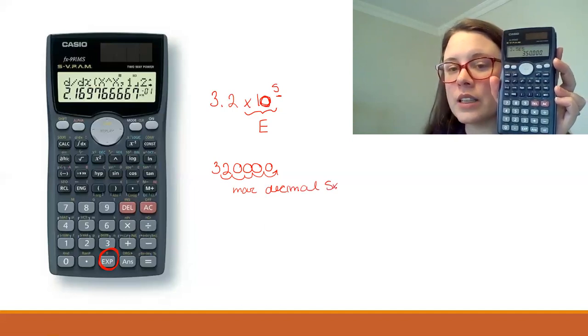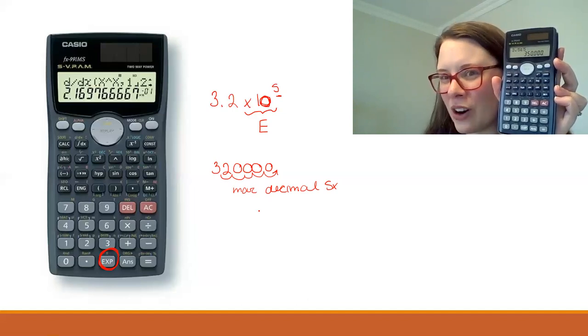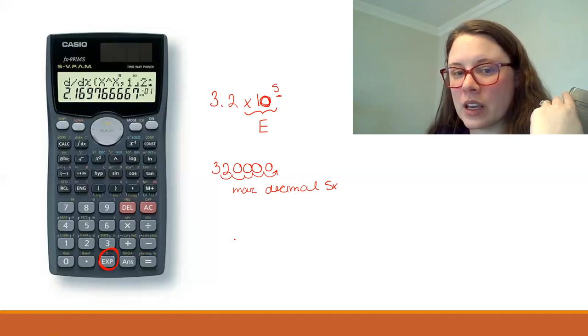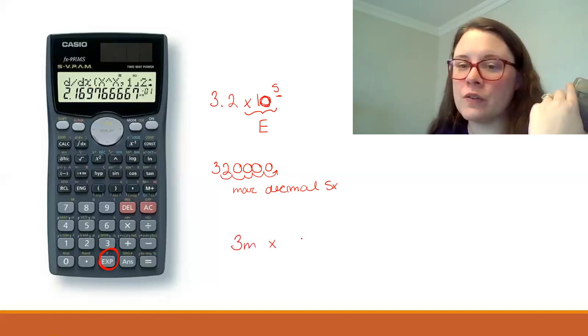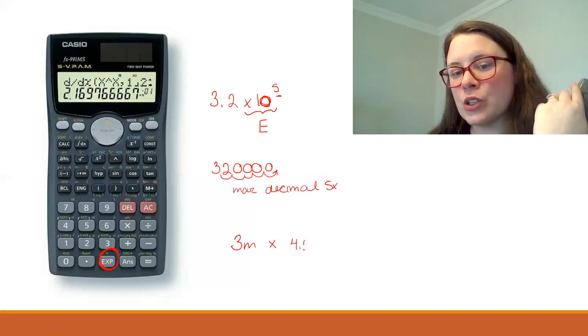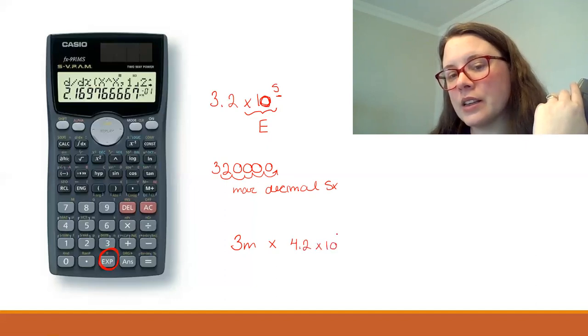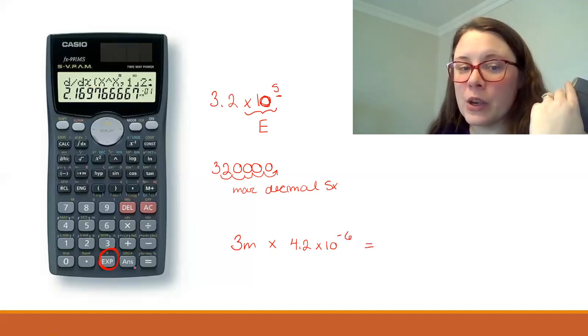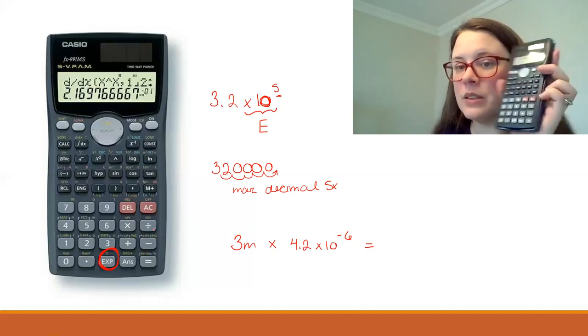All right, so let's say we have another question. Maybe it's a question you're doing on linear expansion. So maybe you need to take 3 meters times, and linear expansion values are always really small. Maybe the number is 4.2 times 10 to the negative 6. Well, again, you just want to be able to find that EXP button. You're not going to use any other exponent buttons.